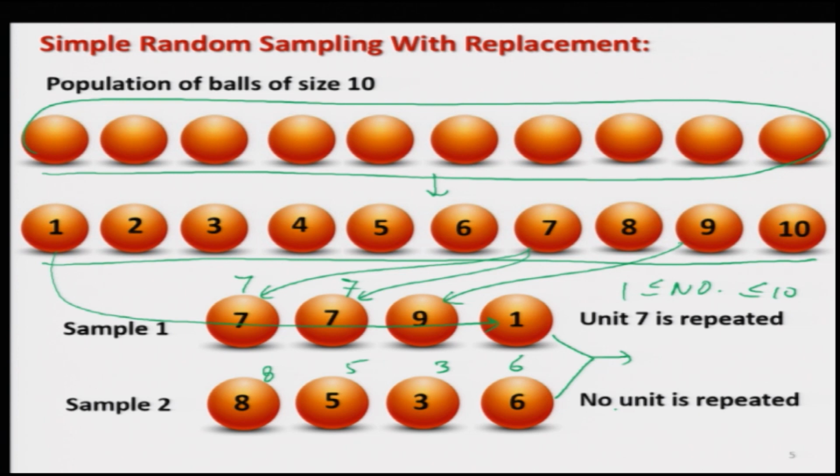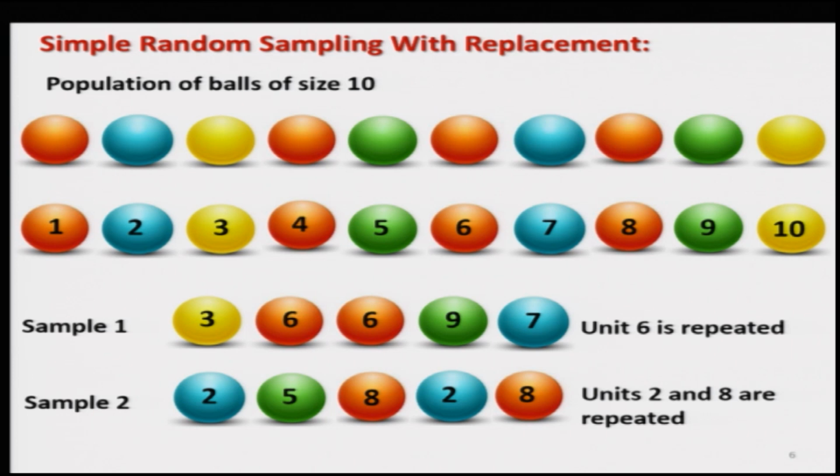So, the sample may look as if it is a simple random sample without replacement, but it is actually not. By looking at the sample you really cannot judge whether it has been drawn by SRSWR or SRSWOR. Similarly, let me take one more example of colored balls.